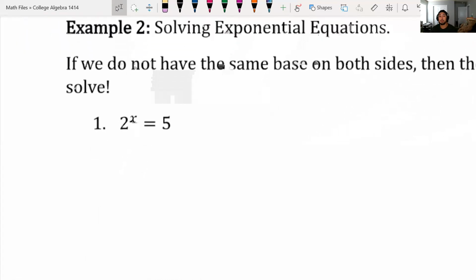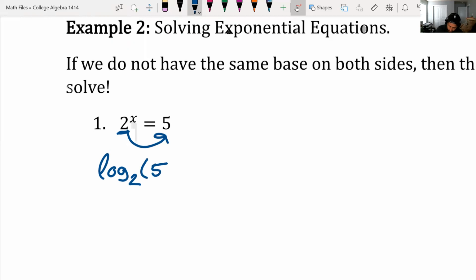So let's do it. So first up, 2 to the x equals 5. Well, there's no way we can change 5 into a base of 2. So this means we're stuck, which means if you're stuck, you convert to logarithm. So when you convert to log, the base of the exponential function becomes the base of the logarithm. So you'll get log base 2 of the outside number of 5 equal to the exponent x.